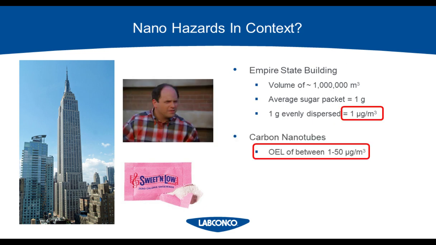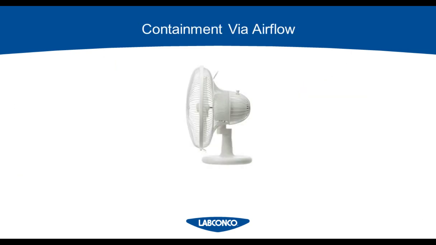So, all right, if we look at the occupational exposure limit for carbon nanotubes, this is going to vary depending on some characteristics of the nanotubes, but it falls somewhere between 1 to 50 micrograms per cubic meter. So at a concentration even higher than that little sugar packet, you're in a situation where you may be experiencing unwanted health effects, and that's just the occupational exposure limit. Sometimes you may be exposed to levels that are much higher, and you're still not going to be able to see them with the naked eye.